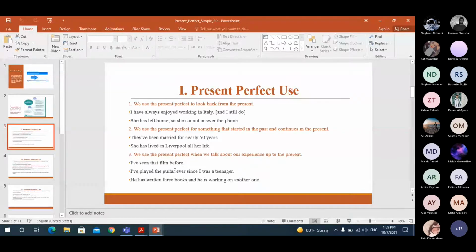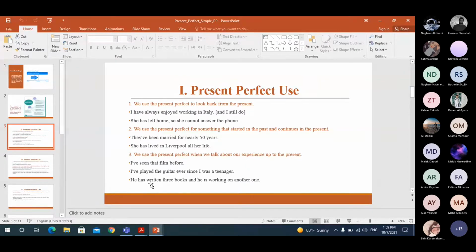Remember when we talked about the present simple with the since clause? Sometimes in the same sentence we use the present perfect and the simple past. In the since clause we use the simple past. We don't use the perfect. In the main clause I can use the perfect, but in the since clause we use simple past. Okay? Okay till now?